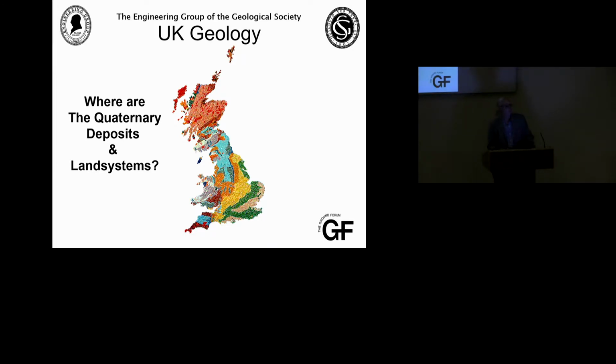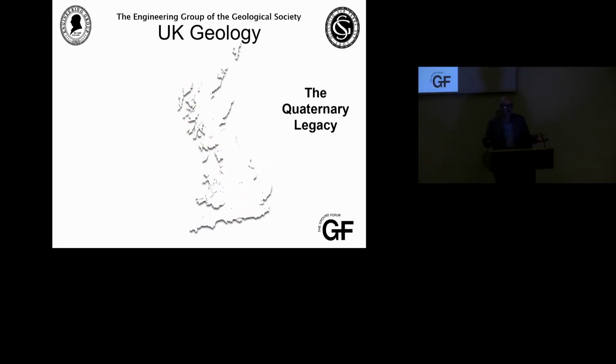So our geology degrees tell us where all our rocks are in the British Isles. We know our stratigraphy from our Precambrian right up into the Jurassic and Cretaceous and the Tertiary. But when we actually look, where are our Quaternary deposits? Where are our Quaternary land systems? Everywhere. There's nowhere in Britain, there's nowhere in the entire globe where we can't dig a hole and we're coming up with some Quaternary influence.